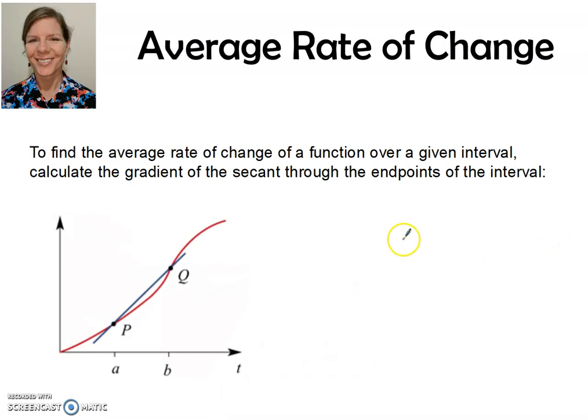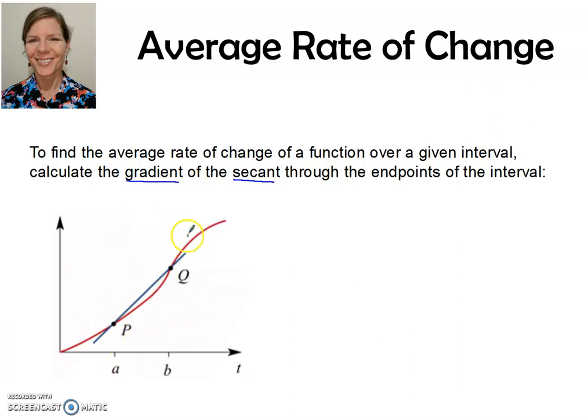Okay, so going back to our idea of average rate of change, what we're looking at is finding the gradient of the secant, the gradient of the line that goes through the endpoints of the interval. So if I wanted to ask what is the average rate of change of this function, which is no regular function, just a random line, between P and Q, all I need to do is find the gradient of that line.